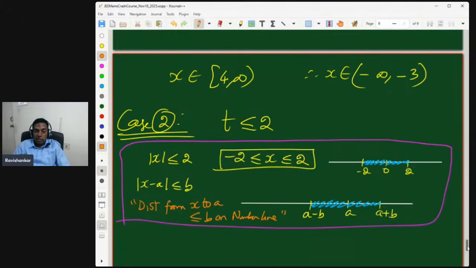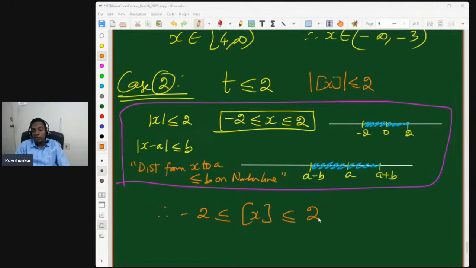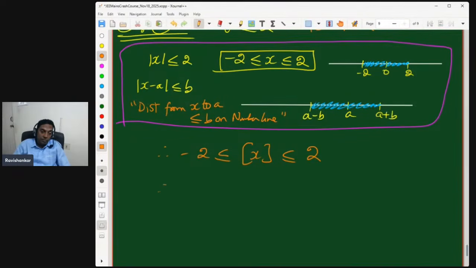So here that means mod of greatest integer x is less than or equal to 2. Therefore minus 2 less than or equal to greatest integer x less than or equal to 2. Both have to be satisfied. That means greatest integer x can be minus 2, minus 1, 0, 1, 2.